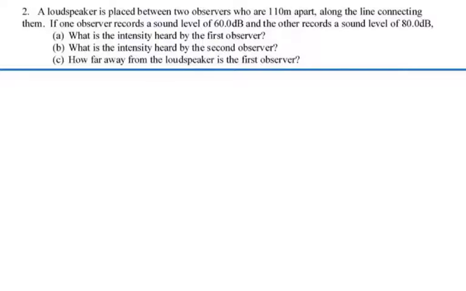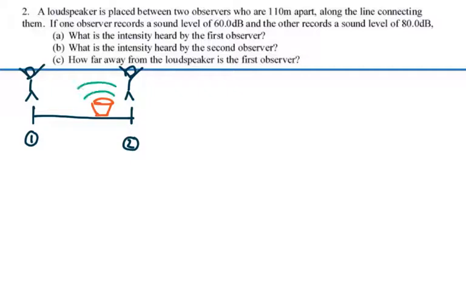Well, we know that the second observer is closer to the speaker because the sound level is higher. So let's try to indicate that with our diagram. Here's observer number 1. Here's observer number 2. And we have a speaker that is somewhat closer to observer number 2, putting out sound as being heard by all.